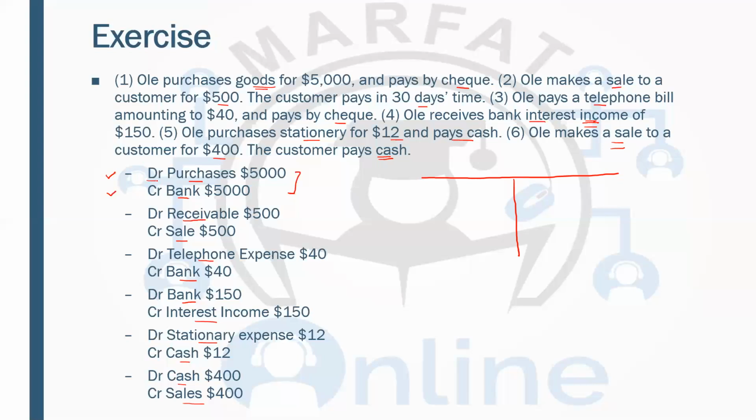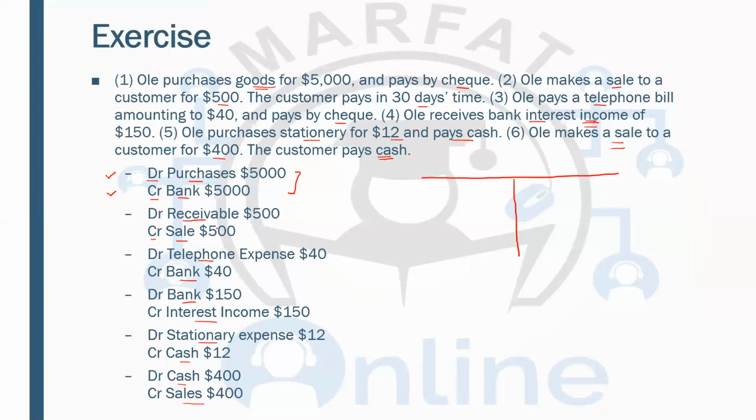Like debit purchases, so purchases will be having a T account, then credit bank, and then the bank will be having the T account. Similarly, we have debit receivables, so we'll make the account for receivable, and then credit sales, we'll make an account for the sale. We will be having separate T accounts for every debit and credit entry.